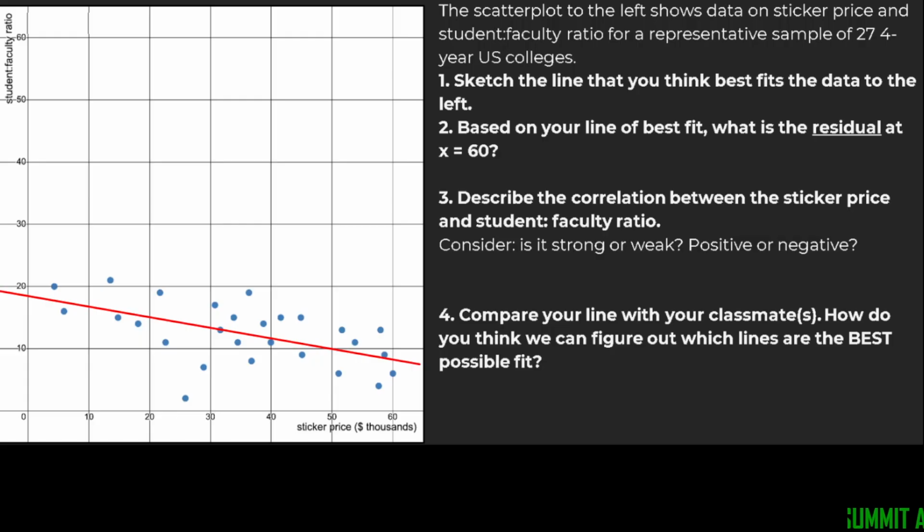Then for number 2, it says, based on your line of best fit, what is the residual at x equals 60? So let's go to x equals 60, and the value we have here is about 6. It's not quite in the middle, but just above it, and our line is going to be above it like this. I actually want to move that up just a little bit, like here. If you take our data point minus our predicted value, which is our line of best fit, it's going to be 6 minus 9, which is equal to -3, and that's our residual, labeled as R.